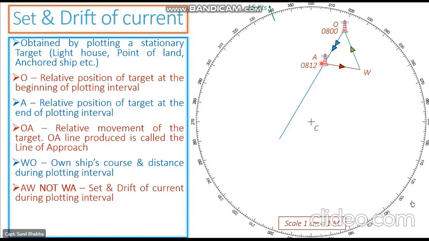In our example, the plotting interval is 12 minutes. So by interpolating, you can find out the rate of the current also. The rate will be the drift in 1 hour.